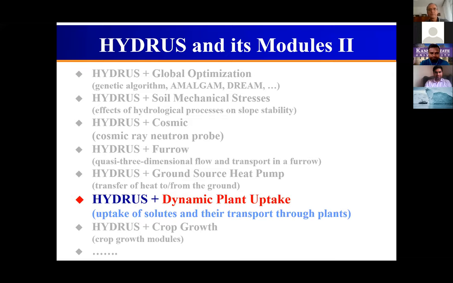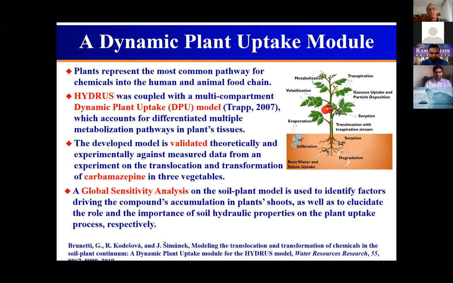The last module which we really developed recently is the dynamic plant uptake model. That's a very complex model where we simulate solute transport and water flow in this system. And we also consider the movement of water and solute in the plant, because that's how many chemicals get into the food chain, right? Into the human and animal food chain through plants, because the chemicals are taken up from subsurface water, or they can be deposited on the plants. They can enter through the leaves, etc. And then in the plants, they undergo various transformations.